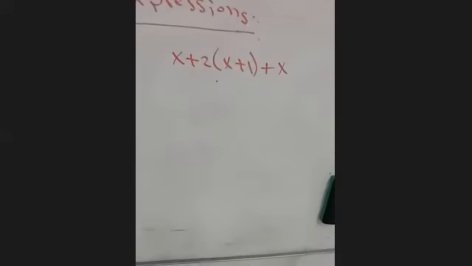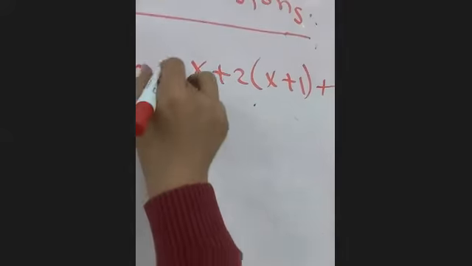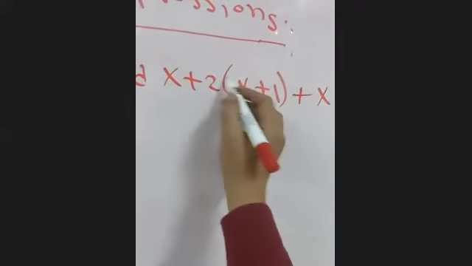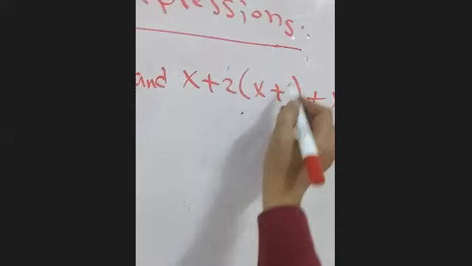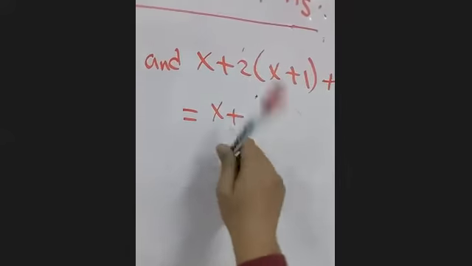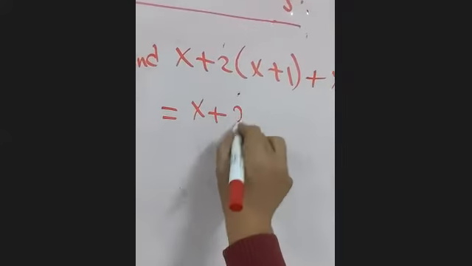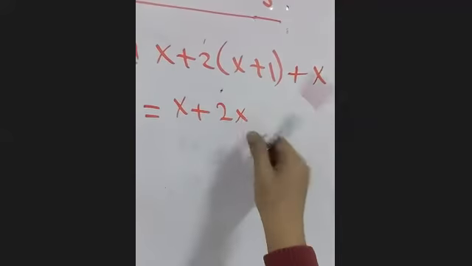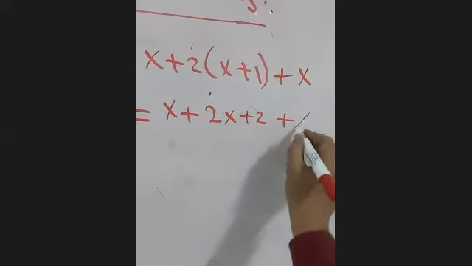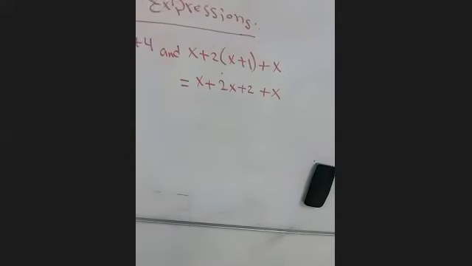Now let's go here. Do I have parentheses? Yes. So first step, I get rid of the parentheses by distributing the 2. We use the distributive property. So x plus 2, multiply x, 2x. 2 multiply 1, 2. And plus x comes down. I get rid of the bracket.